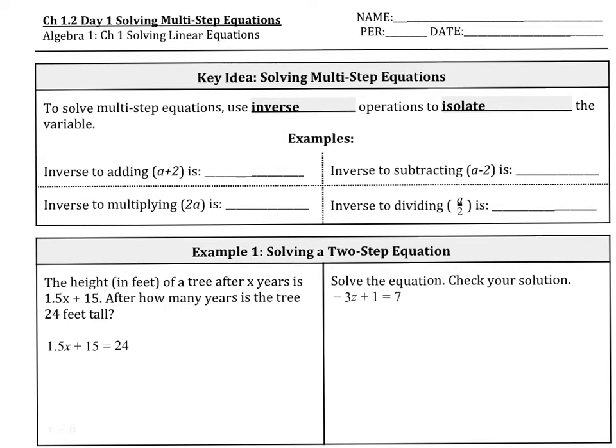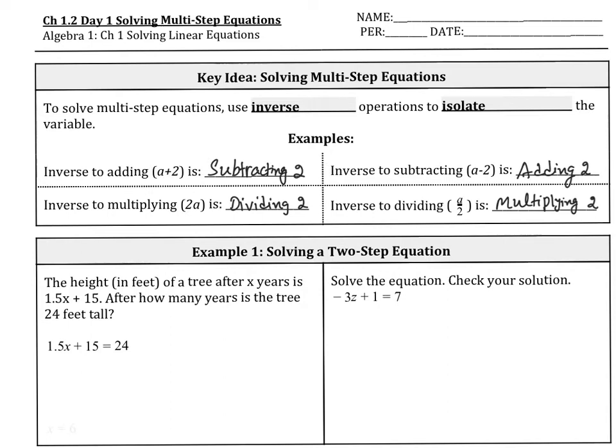For example, the inverse of adding 2 is subtracting 2. The inverse of subtracting 2 is adding 2. The inverse of multiplying by 2 is dividing by the same number. The inverse of dividing by 2 is multiplying by 2.